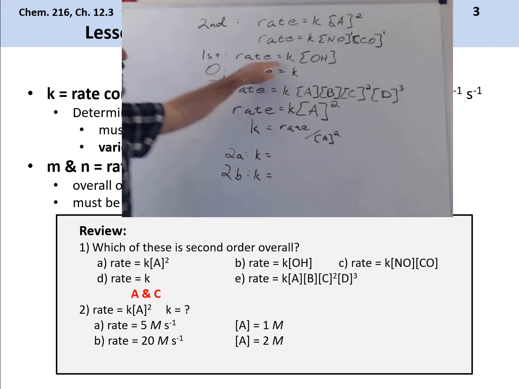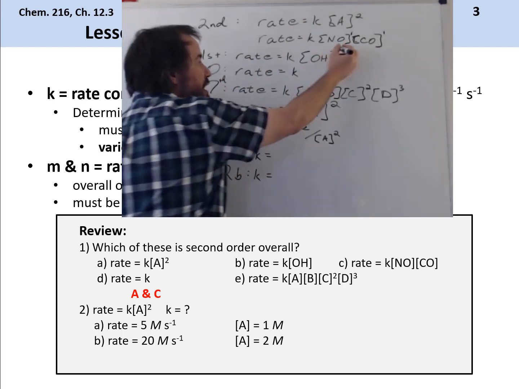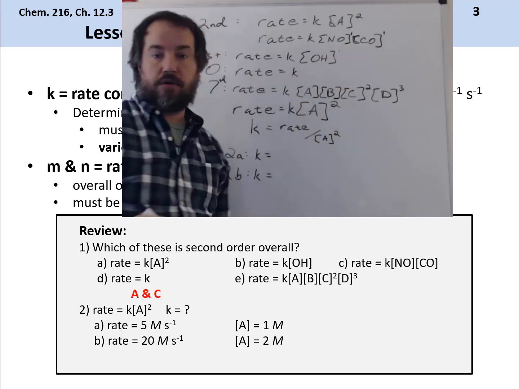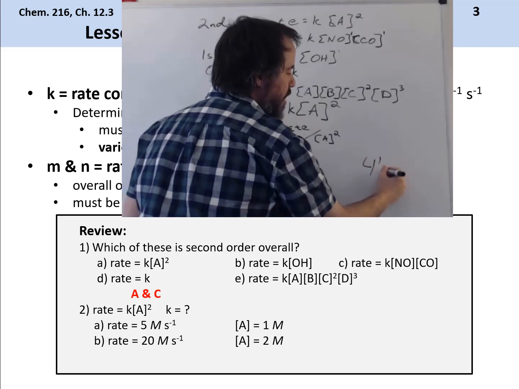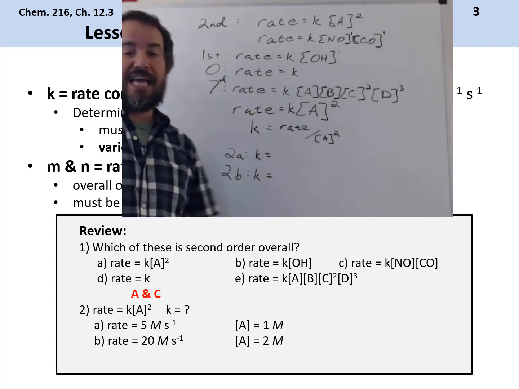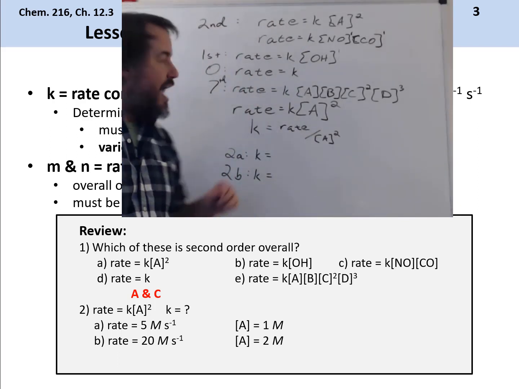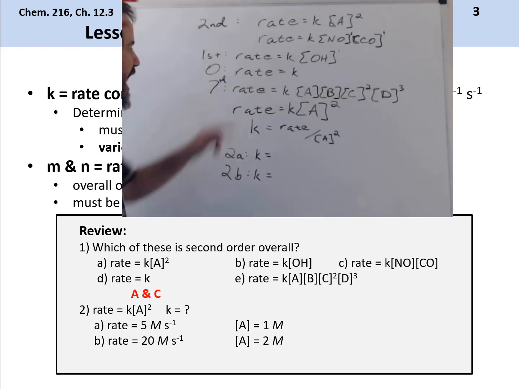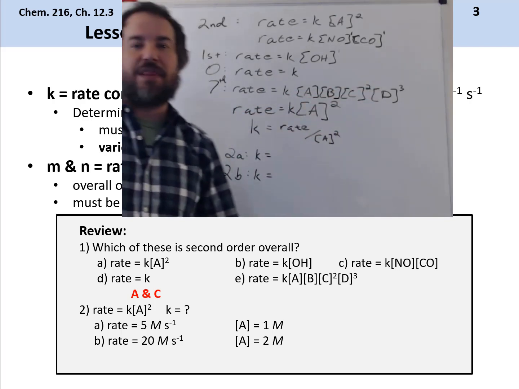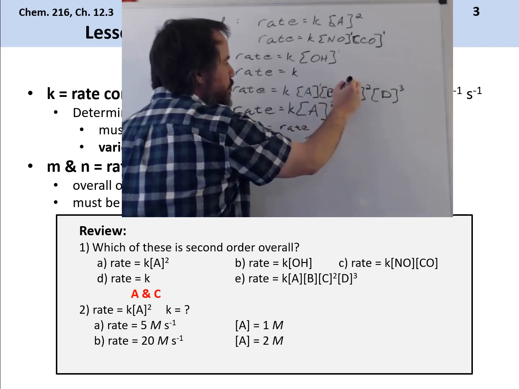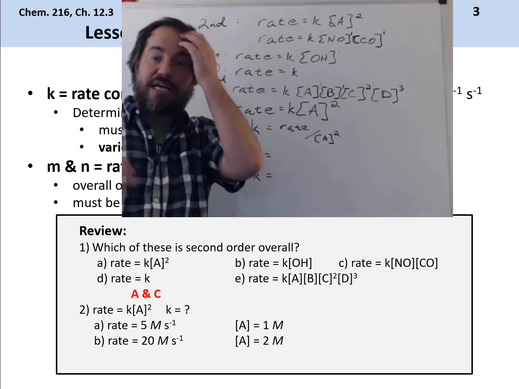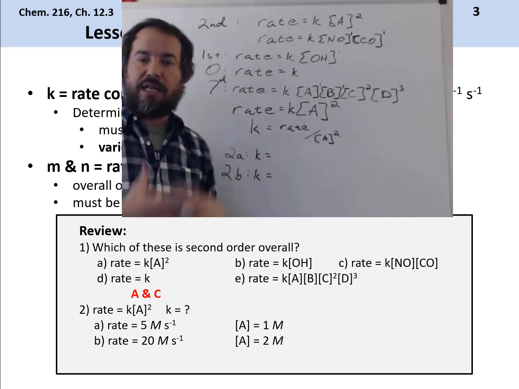This one, rate equals k[OH], that's first order because that OH is to the first power. If I don't have anything listed, that's the first power. Why? Because 4 to the first power is equal to 4. So we don't even include that. All right, this one, rate equals k, that's actually 0 order. And this one here, rate equals k times A times B times C squared times D cubed, that's actually 7th order because it'd be 1 plus 1 plus 2 plus 3. This would be a very complex reaction that we're not going to deal with here. But we can have things that are really high order.